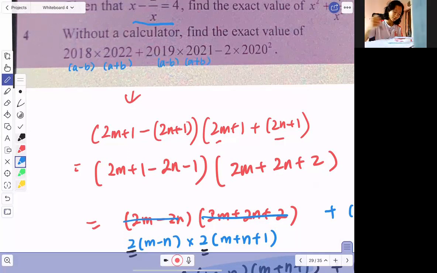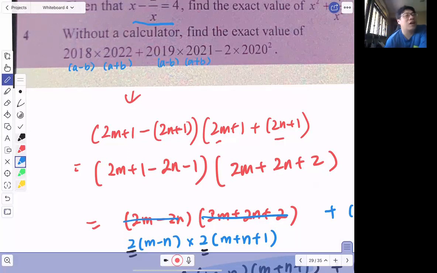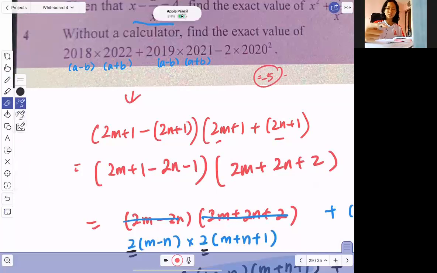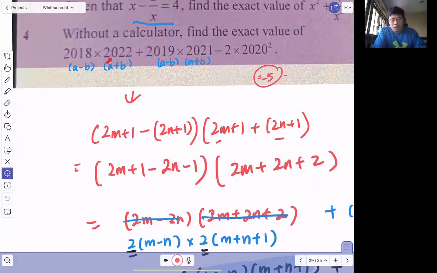Is it 2020 minus 2 and 2020 plus 2? Then you will get the answer very fast. Let me see. Yeah, correct. Okay, the final answer is supposed to be sorry, negative 5. What about the minus 2 times 2020 square? Once you do this one, then you will see how this is related.